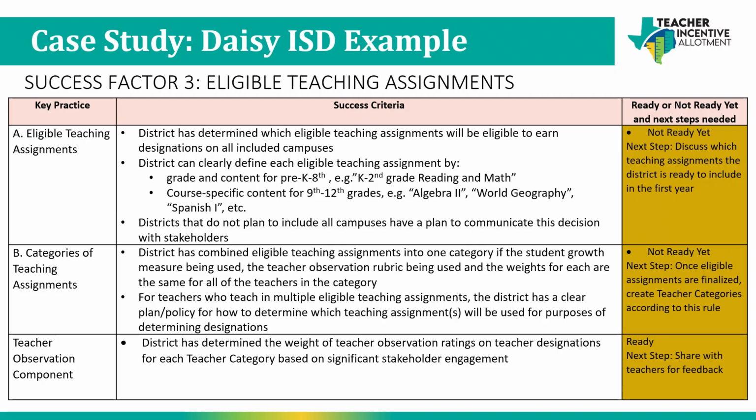And then in terms of teacher observation component, they are ready. They've already decided they're using T-TESS. Daisy ISD happens to be a T-TESS district, and they're going to share that with their teachers. They've already determined that that's what they want to do, and they've determined they want it to be worth 50%. So they're ready on teacher observation component. They're not ready on the other two yet. So they have next steps.